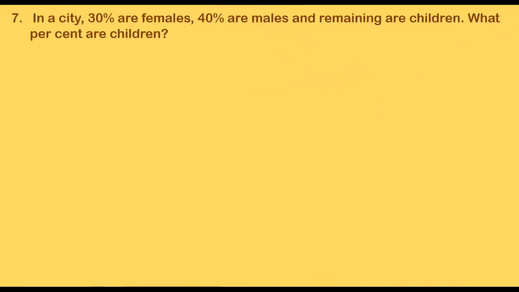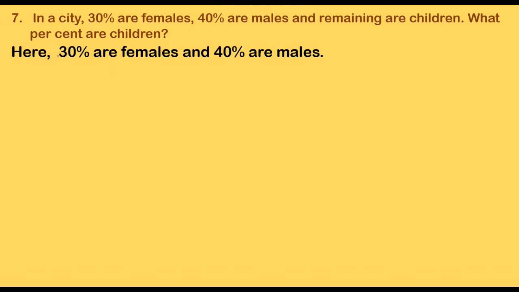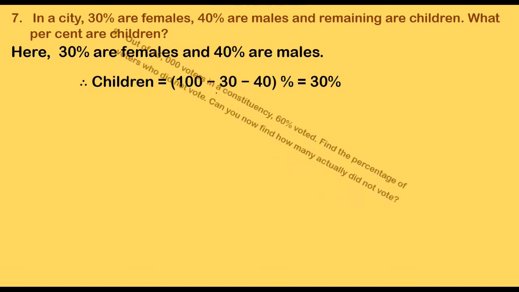Question number 7. In a city, 30% are females, 40% are males. So what percent are children? We have 100 minus 30 minus 40. So add both 30 and 40, it is 70, and 100 minus 70 is 30%. So 30% are children.